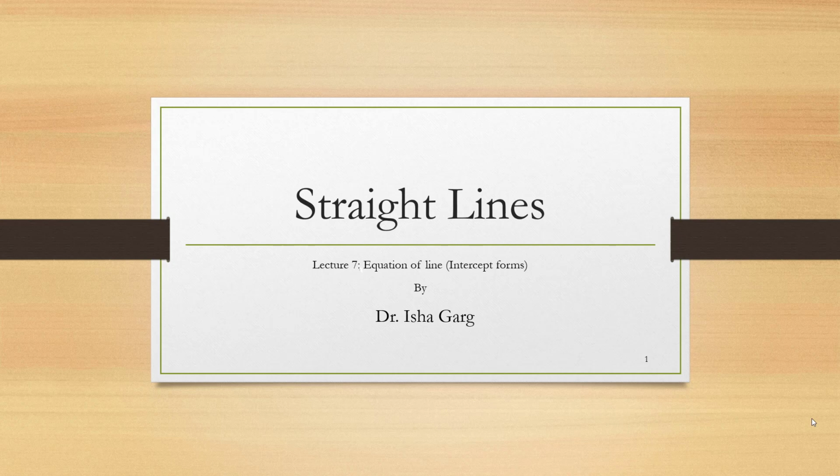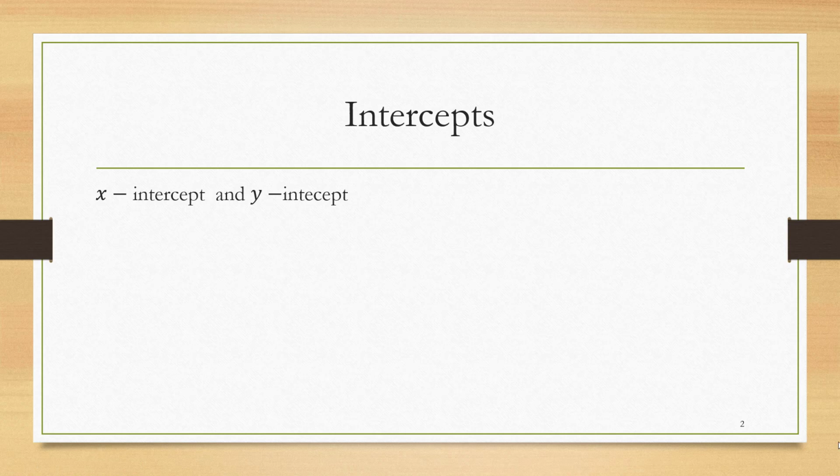In this lecture we are going to find the equation of a line when the intercepts are given. So first of all we will see what we mean by intercepts. We have two intercepts, x-intercept and y-intercept.